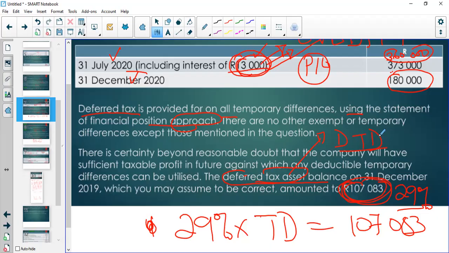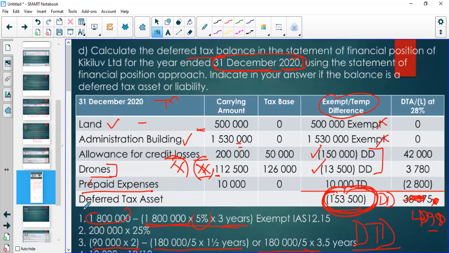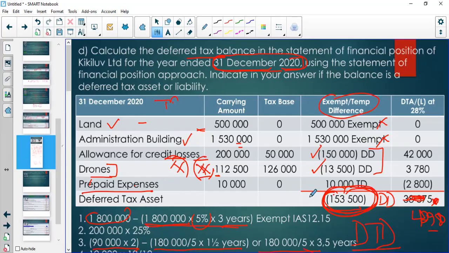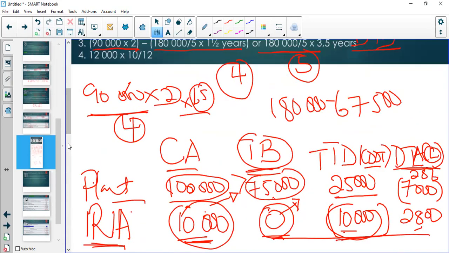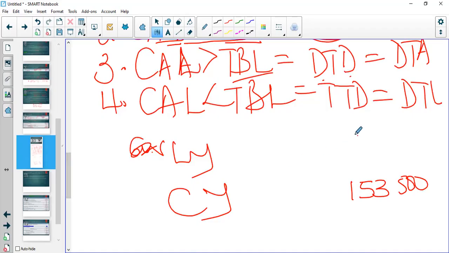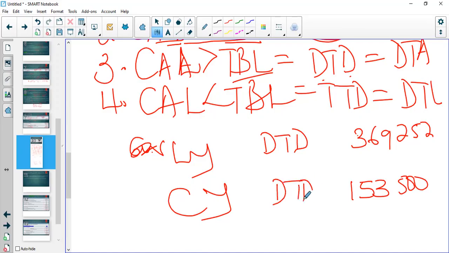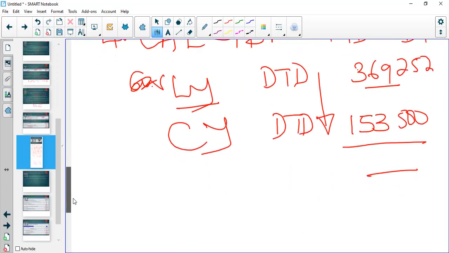So it's 107,083. We divide that by 29%. If I do that, I get my balance for last year. All right, so it's going to be 369,252. So this was a deductible temporary difference. This is still a deductible temporary difference, but as you can see, there's been a decline because the deductible temporary difference last year was higher than this year.